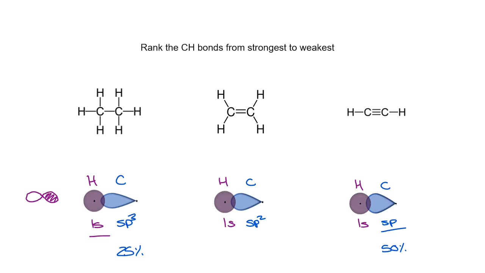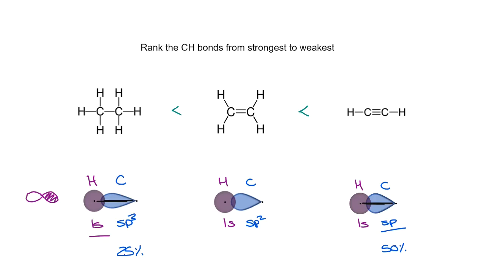And this has a direct impact on the bond length. So more s character is going to be a shorter bond, whereas less s character is going to be a longer bond. And we know that a shorter bond is a stronger bond, and a longer bond is a weaker bond. So based on that information, the alkyne has the strongest CH bond, and the alkane has the weakest.